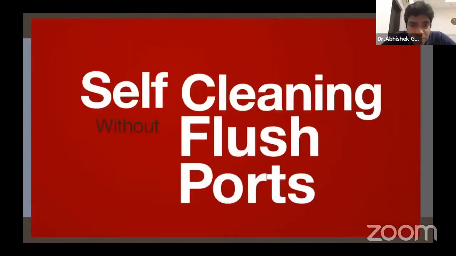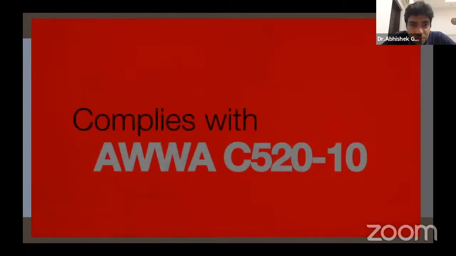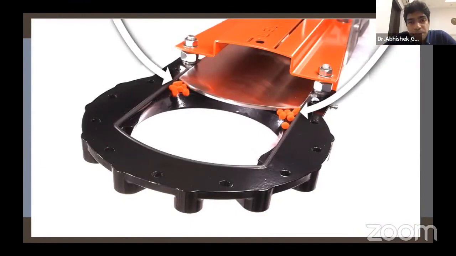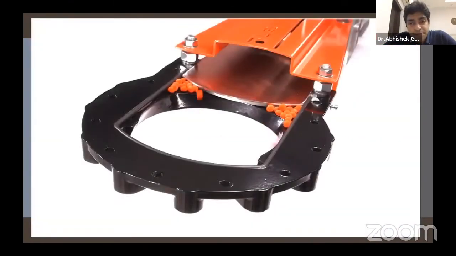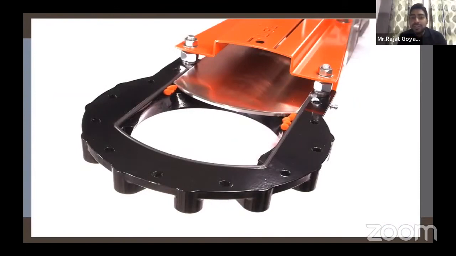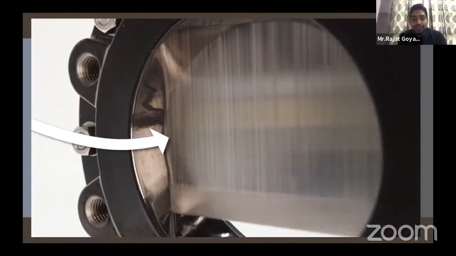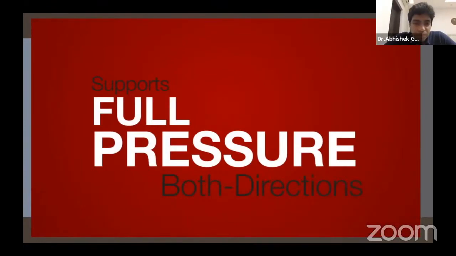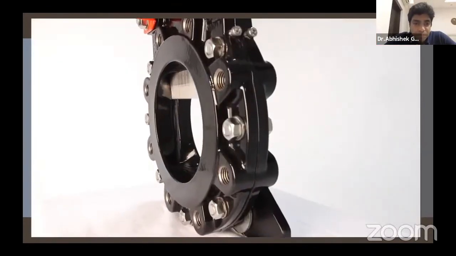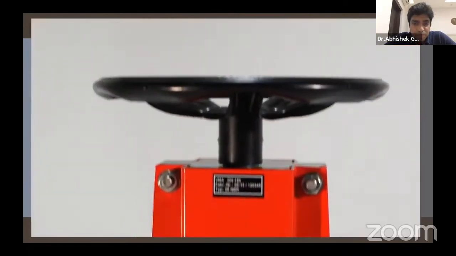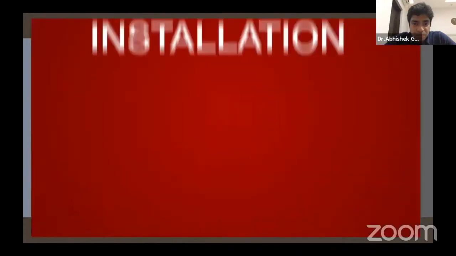Self-cleaning without flush ports. Complies with AWWA C520-10. Reduced chest cavity. Prevents solids from jamming. As you can see, this is automatic without flush ports. When the valve closes, it automatically cleans the valve and closes down. This is because of the special design of body and gate which they have. It's full pressure, in both directions. Non-rising stem saves space, for installation in tight locations.